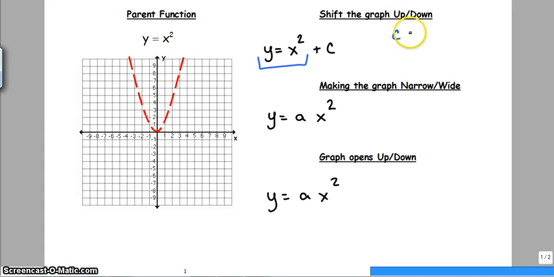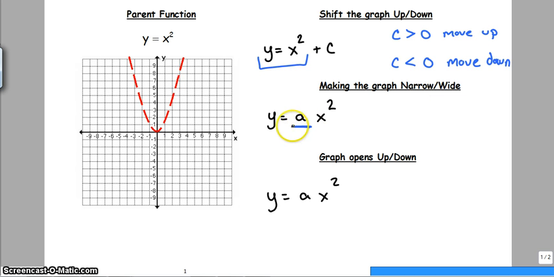If c is positive, or greater than 0, then we are going to be moving it up that many units. For example, y equals x squared plus 2 would be moved up 2 units. If c is negative, or less than 0, we move the parent function down. So y equals x squared minus 5, we'd move the parent function down 5 units, and the vertex would be here.